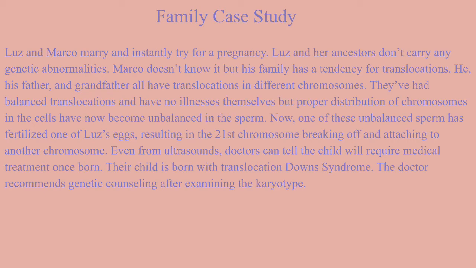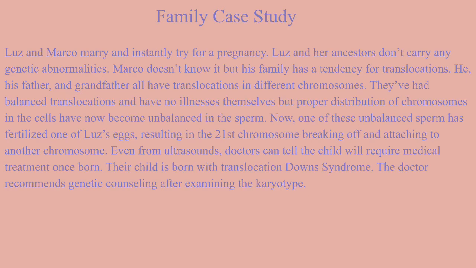They've had balanced translocations and no illnesses themselves, but proper distribution of chromosomes in the cells have now become unbalanced in the sperm. Now, one of these unbalanced sperm has fertilized one of Luz's eggs, resulting in the 21st chromosome breaking off and attaching to another chromosome. Even from the ultrasounds, doctors can tell the child will require medical treatment once born. Their child is born with translocation Down syndrome.